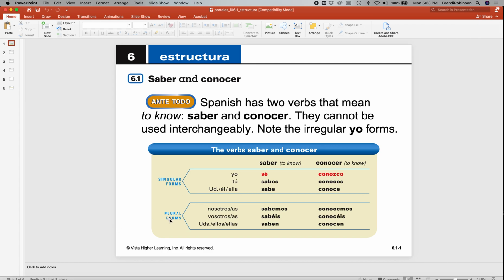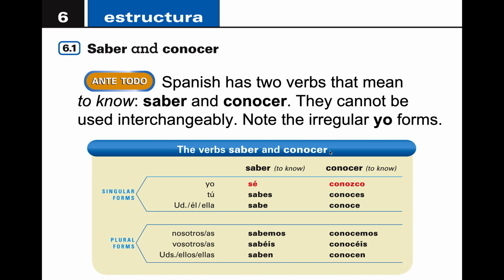And take a look at the first section of Lección 6, and we're going to look at saber versus conocer. So in Spanish, we have two verbs that both have the same meaning of to know. However, they're not used interchangeably in speech like we might use them in English. So they have clear distinctions and context for when to use each verb.